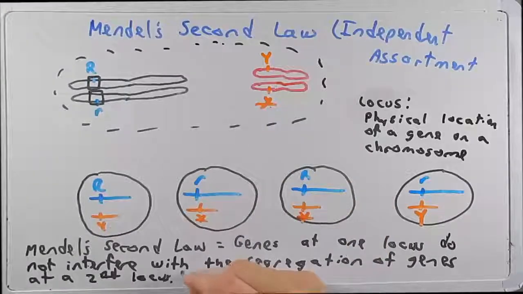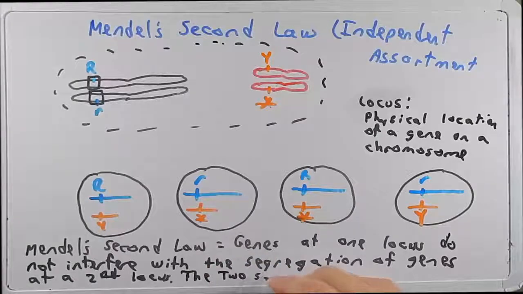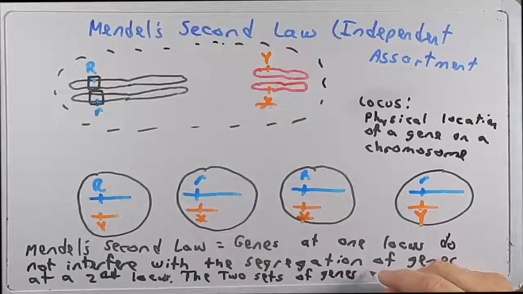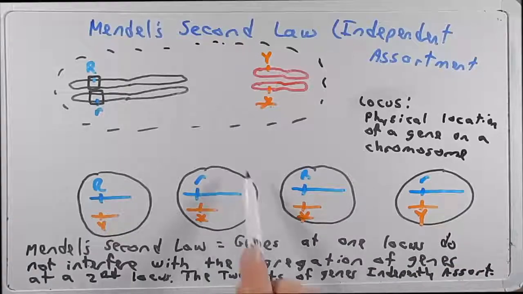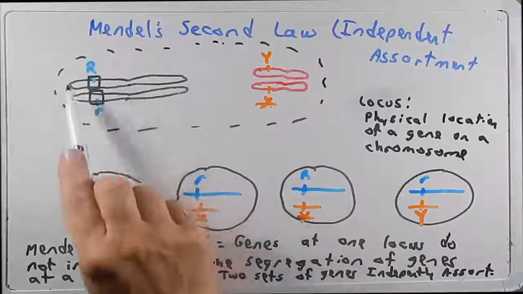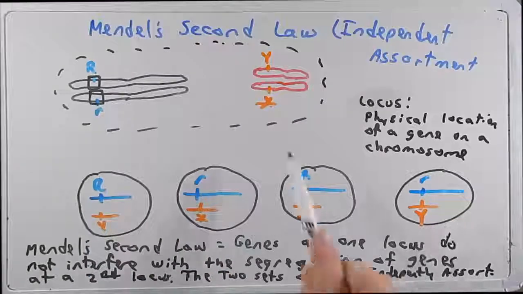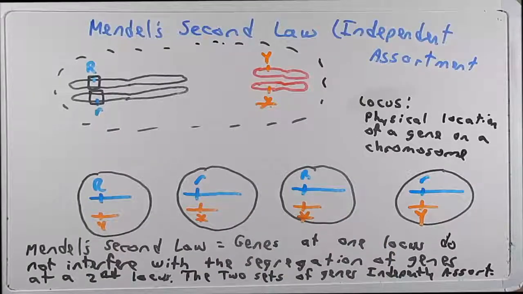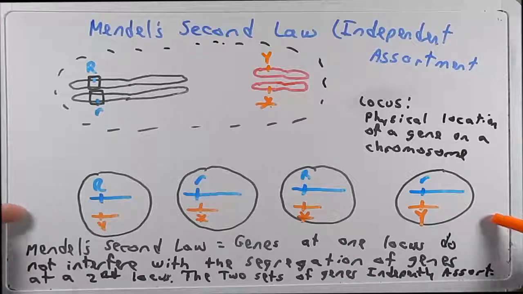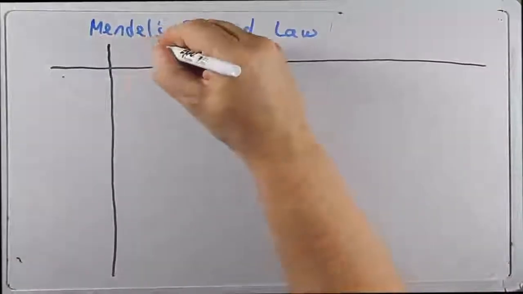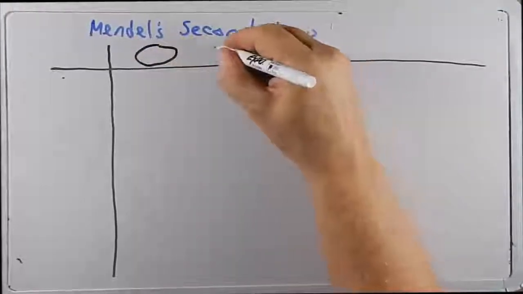So let's add to this and say the 2 sets of genes independently assort. Let me say that using this picture here. The genes at this locus here assort into gametes independent of genes at a second locus. So remember with Mendel's first law, we took the gametes and we built a Punnett square. Let's at least start that with these as the gametes. So let's go ahead and put our gametes up here.